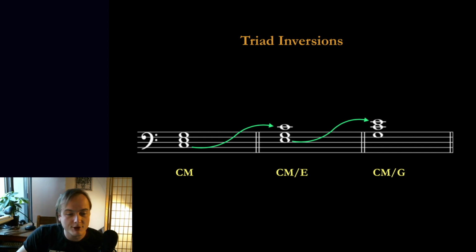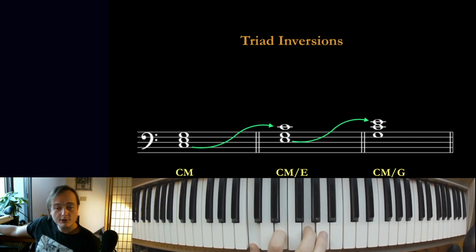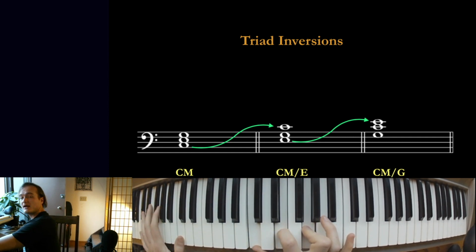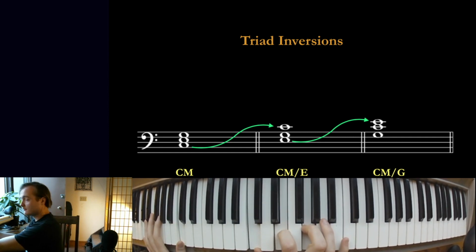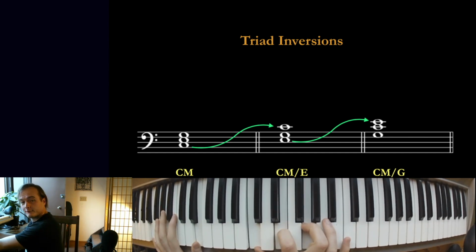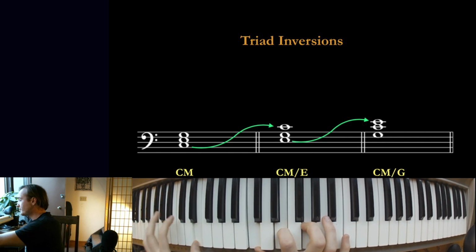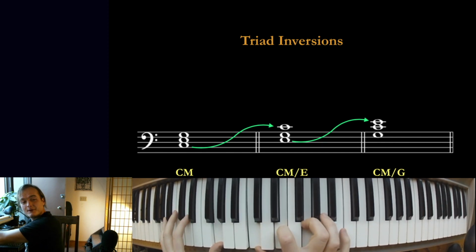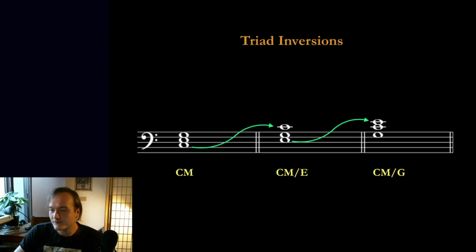And notice, if I show you on the keyboard, that I'm playing the same chord here. Just the root position chord, but I'm changing the bass note. Root position. First inversion, C major over E in the bass. And second inversion, C major over G in the bass. So that's the basic essence of our inversion process there.